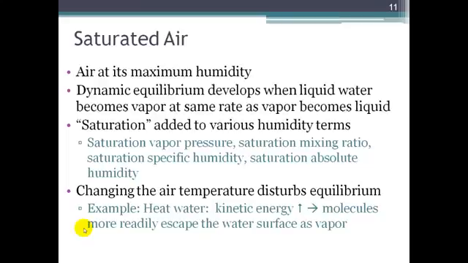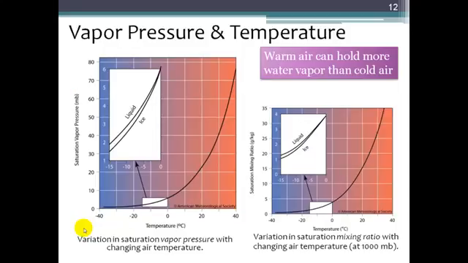Now, it's complicated to talk about saturation and humidity in the atmosphere because there are so many variables that change. For example, if you change the air temperature, it will disturb this equilibrium. It will change the saturation. So, for example, if you heat water, it increases the molecular activity and therefore the kinetic energy, and molecules more readily escape the water surface as vapor. So changing air temperature can change saturation.